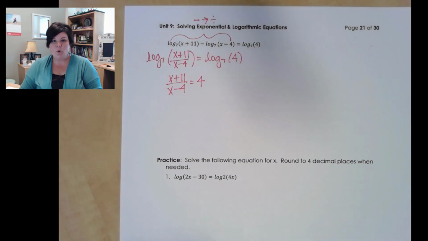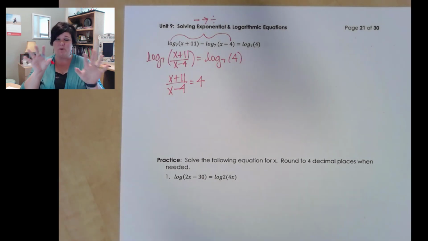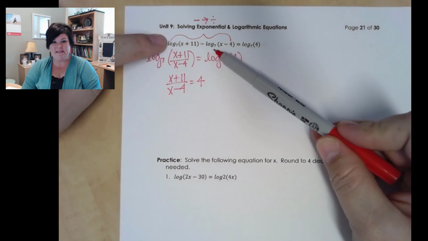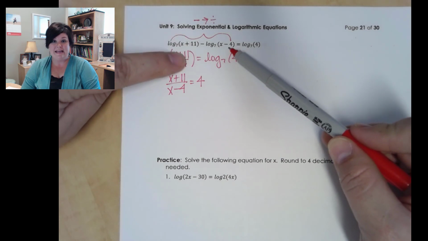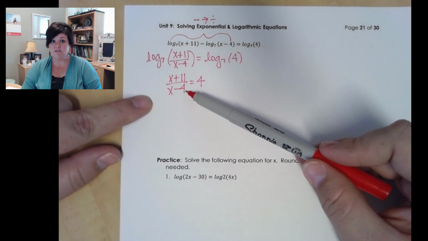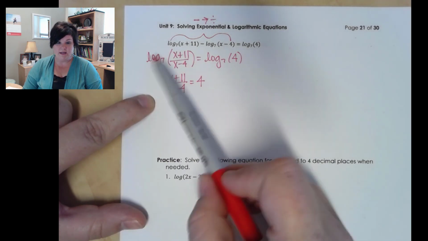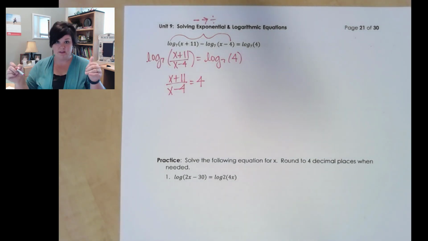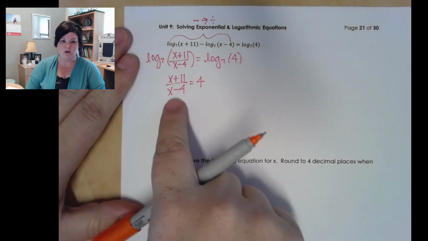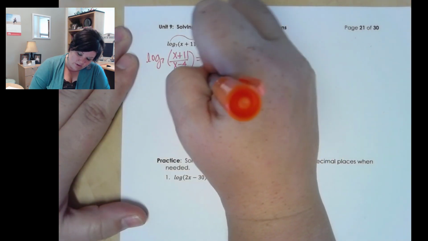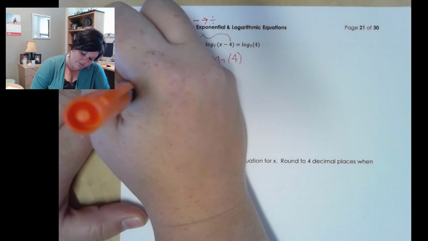And I want to stress the importance of making one log term on both sides before you drop it. Because notice, had you dropped all your log base 7s here, you would actually have these quantities being subtracted instead of being divided. Okay, so make sure you have one log equal to one log before you get rid of the logs. Okay. All right, so on this one, I need to solve for x, but right now I have x's that are stuck in the denominator. I have that x minus 4. So what I'm going to do is I'm just going to go ahead and multiply on both sides by x minus 4.